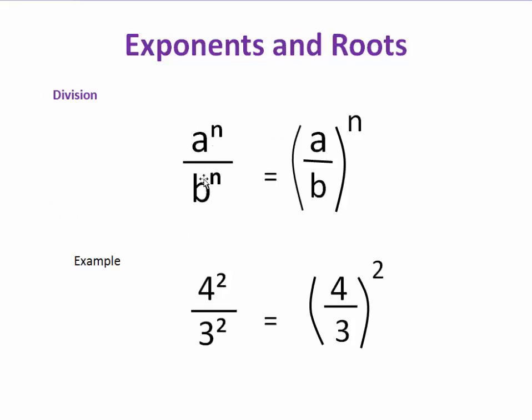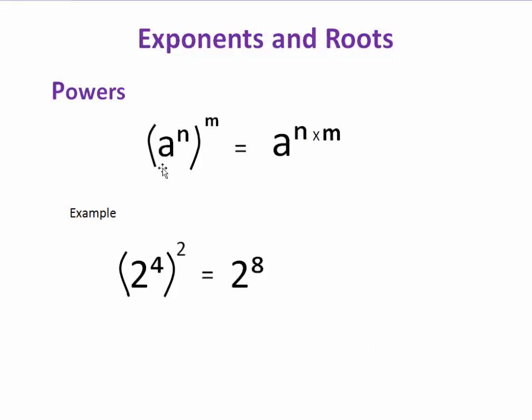Similarly, if we've got different bases and a division, we can rewrite this as a divided by b, the two bases divided by each other in brackets, to the power n. And if we get this as an example, we can rewrite this as 4 to the power 2 divided by 3 to the power 2. So we can go this way or this way across the equal sign.